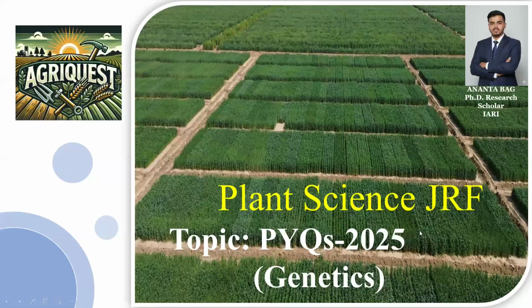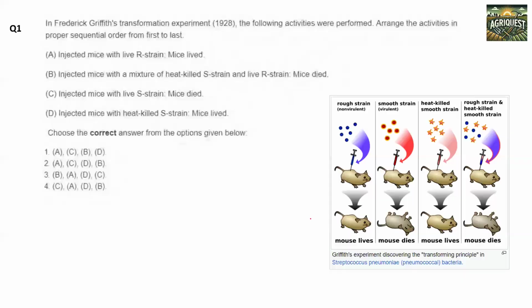So today we will discuss the PYQ of 2025 for the genetic portion, which came in the 2025 Plant Science JRF. In the first question from the genetic portion, it is the Griffith transformation experiment, done in 1928.